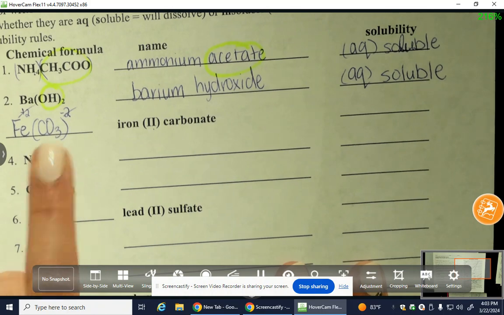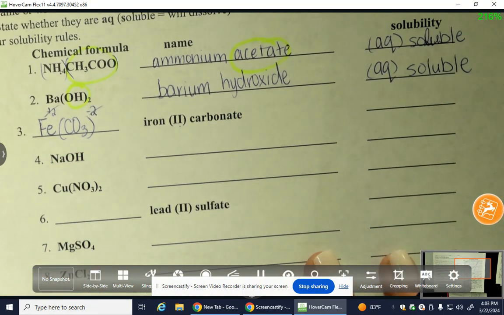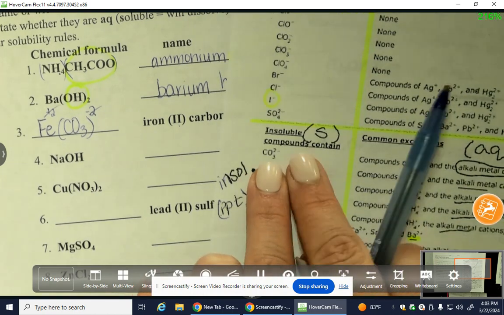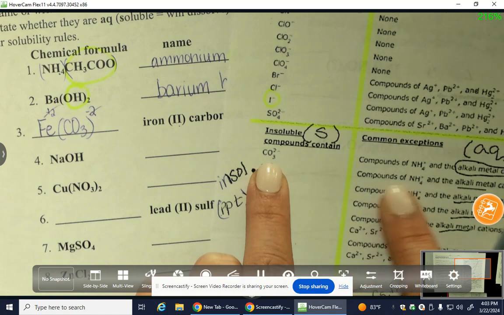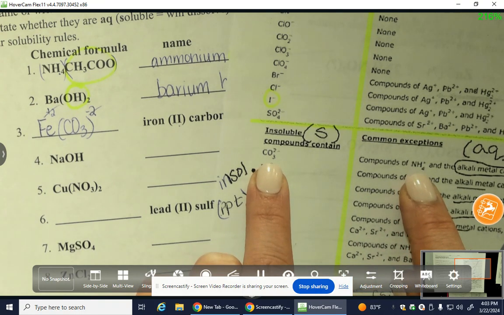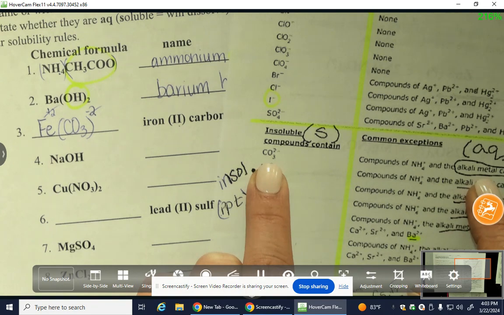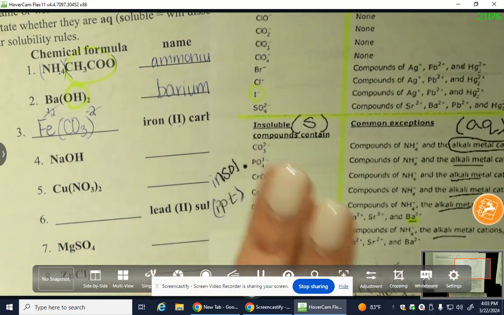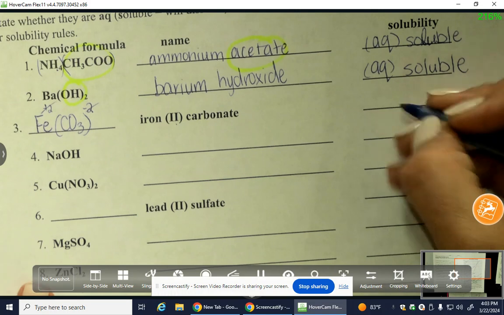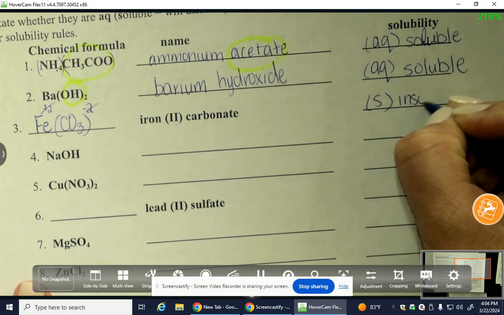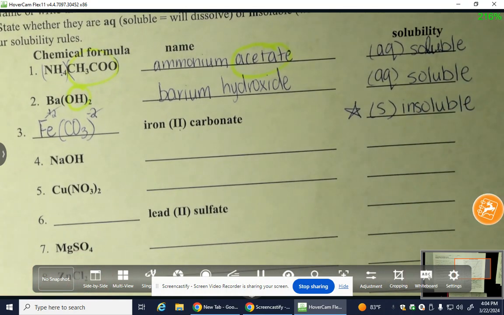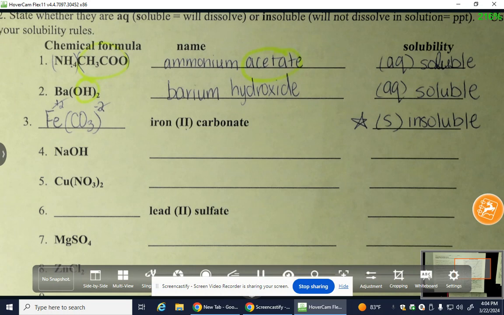Moving on, we find carbonate in our list. We are insoluble unless we're with NH4, that's not NH4, or an alkali metal. Is iron one of our alkali metals? No. So we are staying in this quadrant. That's where we're landing. So that means we are solid, insoluble. That right there is a precipitate if it was one of our products.